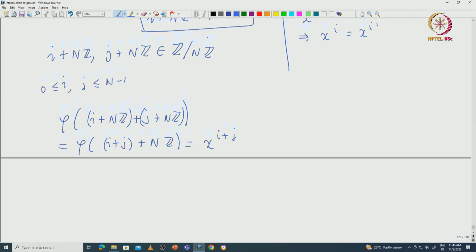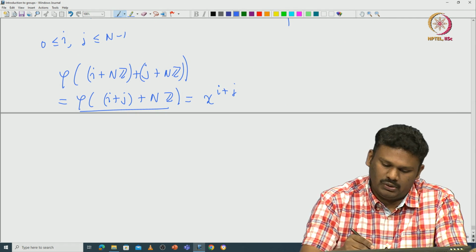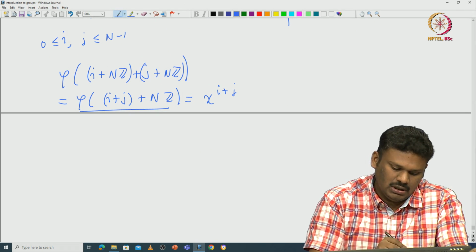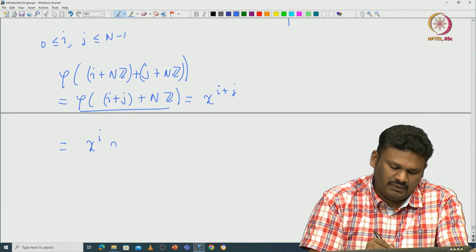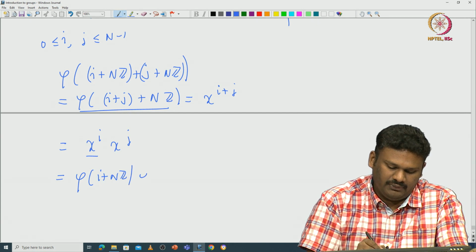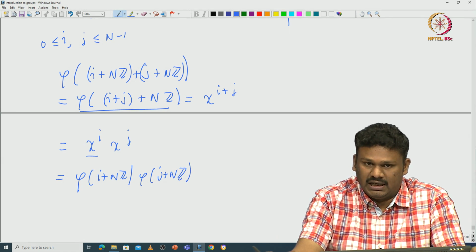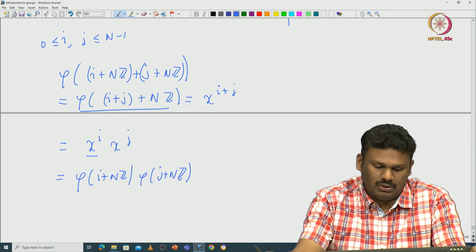So, now we need to verify it is a group homomorphism. For that purpose, if you compute the image of i plus j, you can see this is x power i plus j. This can be written as x power i into x power j. So, this is nothing but phi of i plus NZ times phi of j plus NZ. It is exactly the similar calculation that you do for integers. Okay. So, that is what you are doing here.